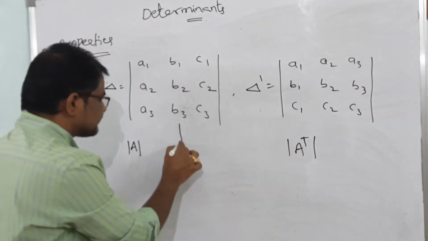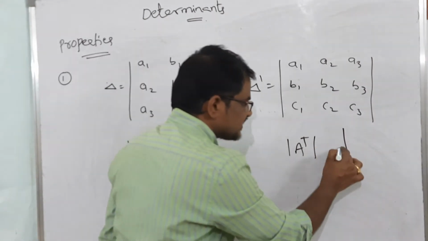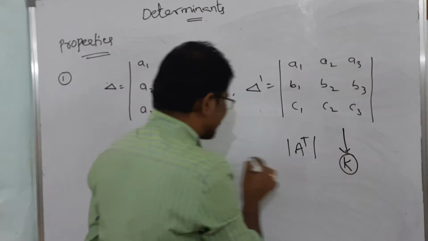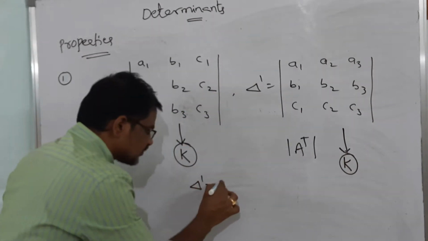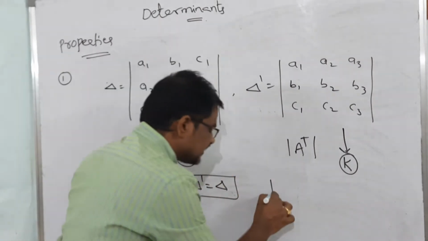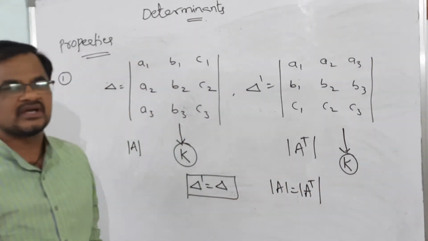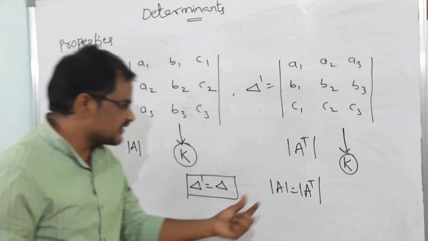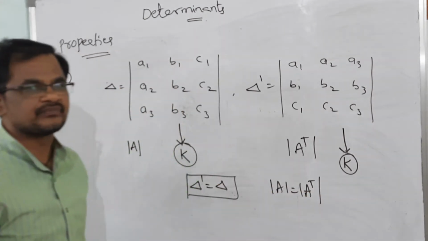Suppose if you simplify and get the k value, if you simplify this one also, you will get k only. Means delta dash equal to delta only, means determinant of A equal to determinant of A transpose. This is an important property: determinant of A is equal to determinant of A transpose.